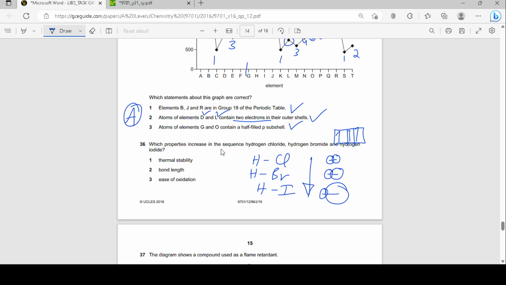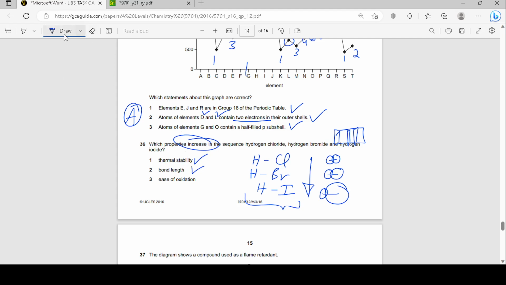So which properties increase in this sequence, right? As I've already mentioned, bond length increases. So bond strength is less, and obviously, bond strength is the same as bond enthalpy. So bond enthalpy is less, which means that it's easier to break the bond because it's a weaker bond. So HI is broken the most easily. And because of that, thermal stability of HI is the least because it's the easiest to break, because it's the weakest bond, right? It's broken the most easily.